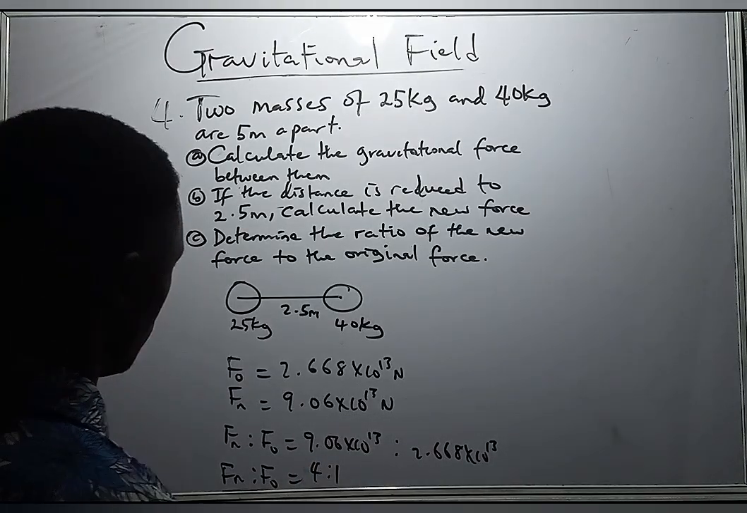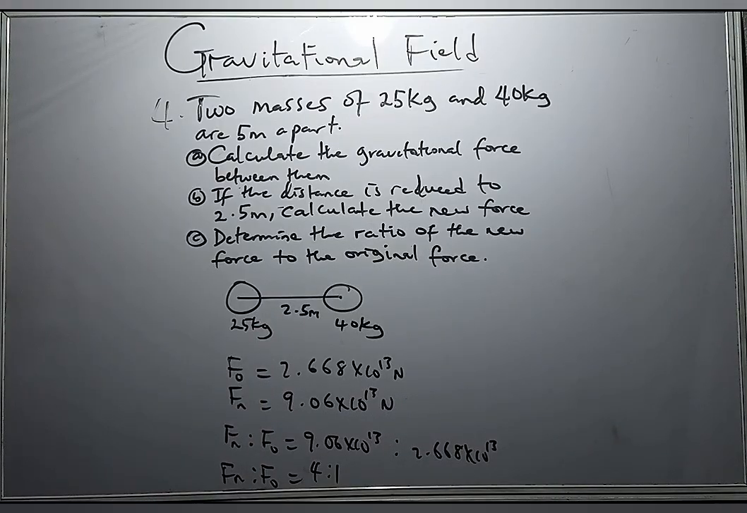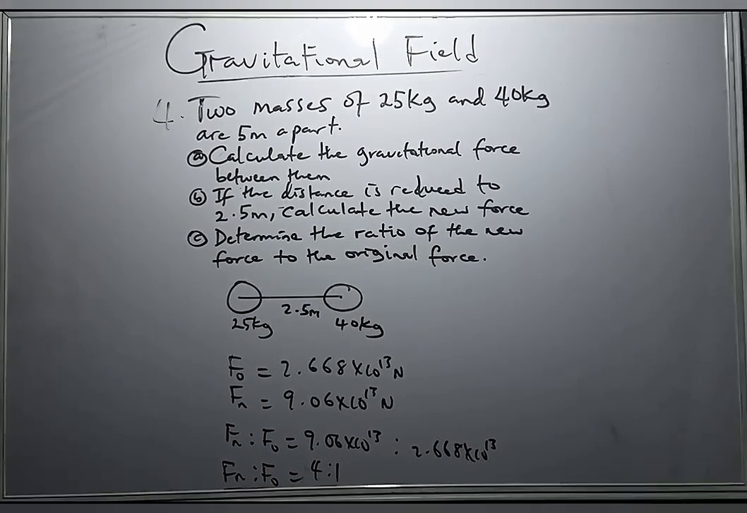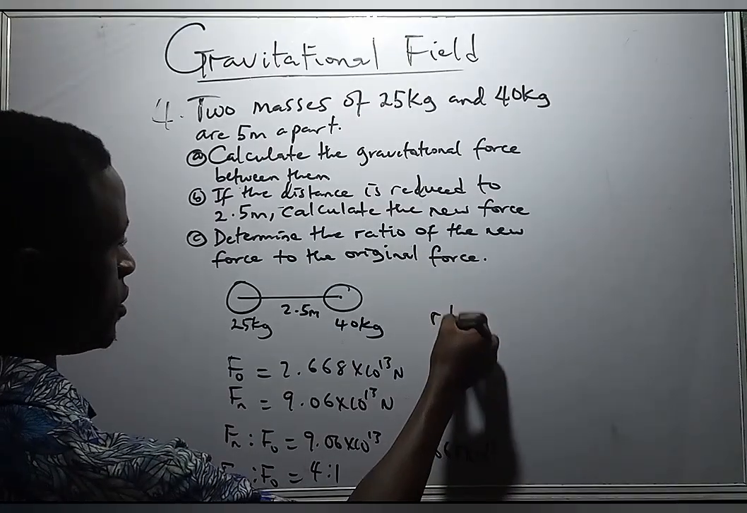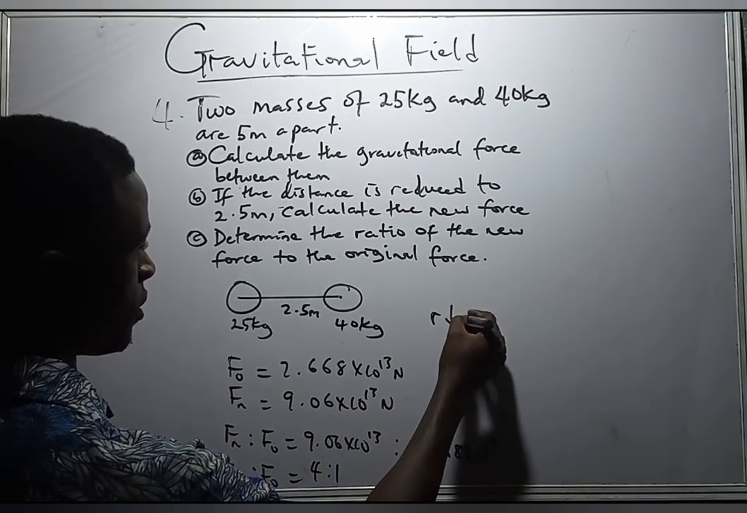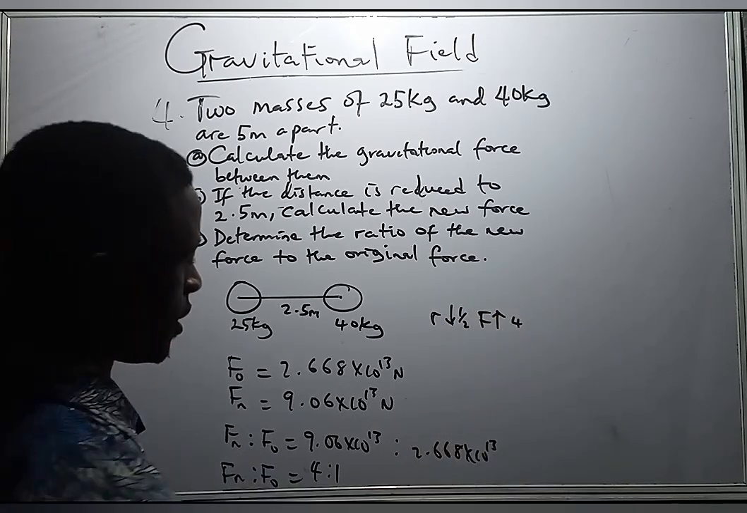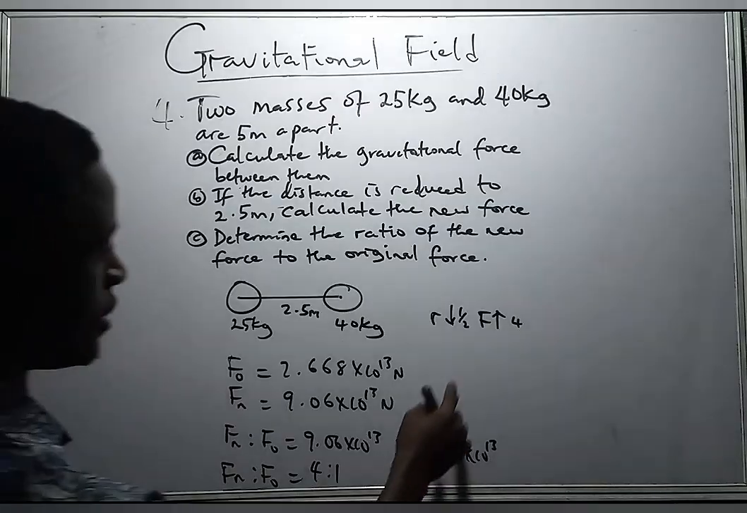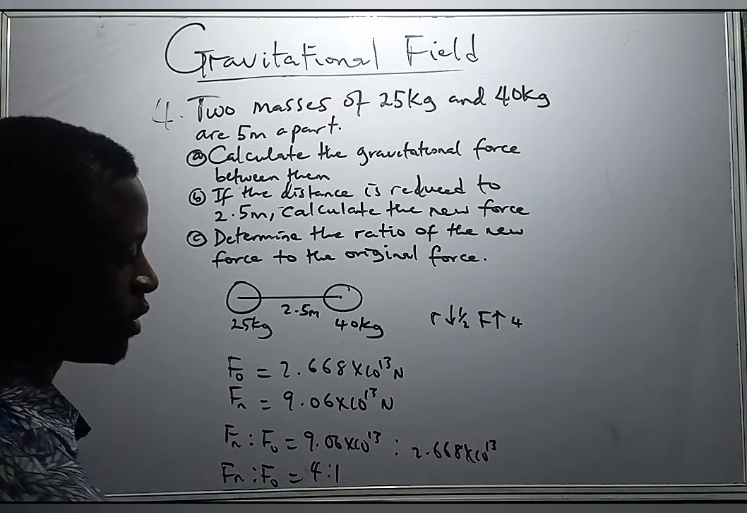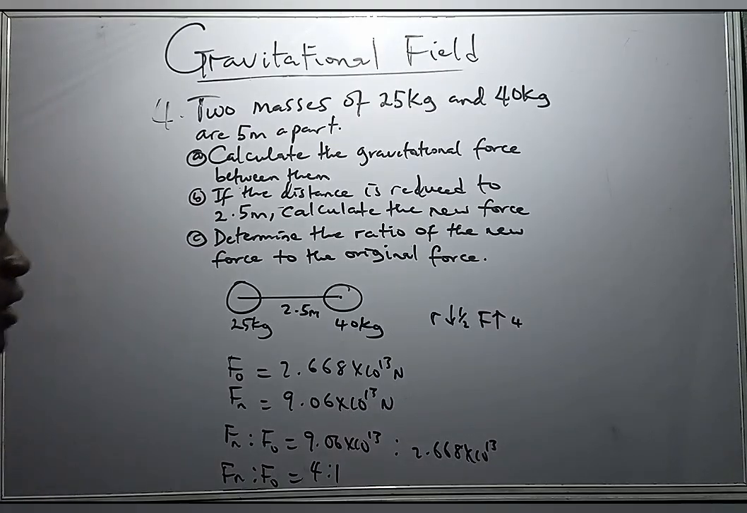So it means that when you reduce distance by a factor of 2, you are going to increase force by a factor of 4. So that's how it is. This is a factor of 2, this is 4. When you reduce distance by a factor of 2, you are going to increase force by 4. Force is going to be quadrupled.